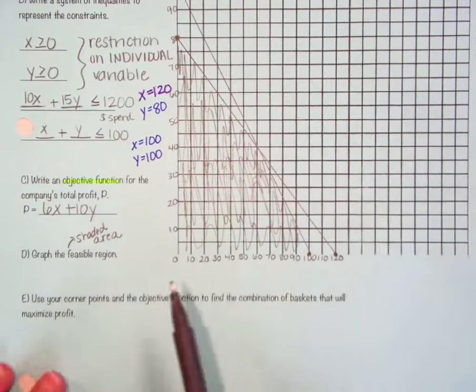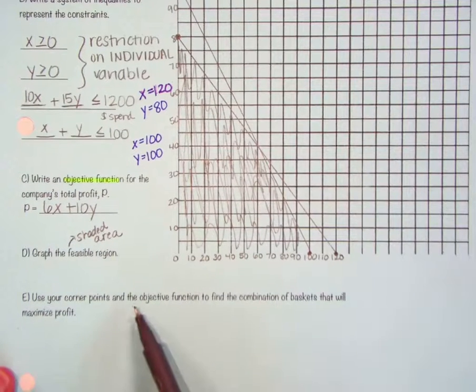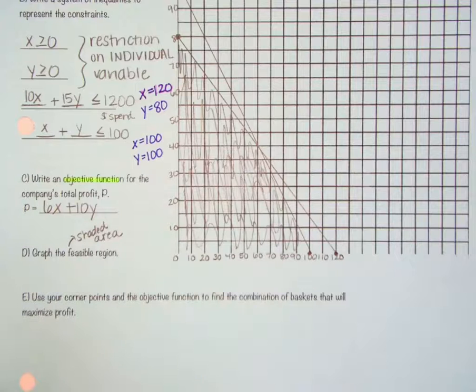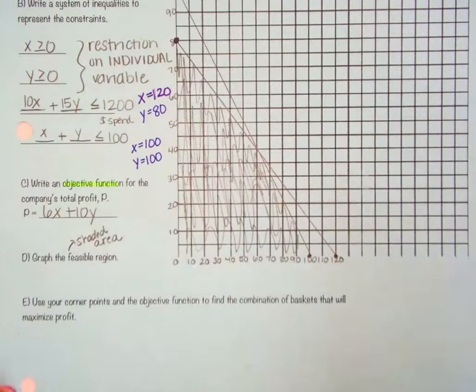So the next step in this process is to use our corner points and the objective function to find what's going to give us our maximum profit. There are 3 corner points that should be very easy to determine. So that would be the y-intercept, which is (0, 80).